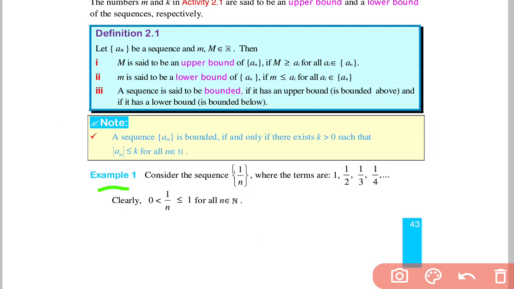Example 1. Consider the sequence 1 over n, where the term is 1 over n. It's a sequence of what? General terms of the sequence. The formula is a general term, a represent of the sequence.